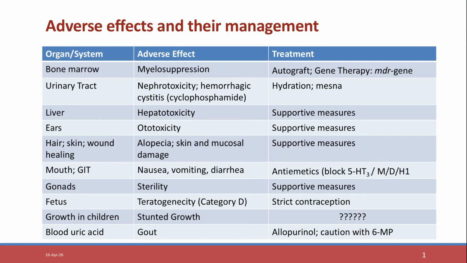Finally, let's summarize major side effects and their typical treatment approach. Many adverse effects are managed with supportive measures only. Cyclophosphamide is an example where hemorrhagic cystitis can occur due to a toxic metabolite acrolein and can be prevented by using mesna, especially when high-dose chemotherapy is used in hematological malignancies. In breast cancer, where only medium doses are used, hydration alone can prevent hemorrhagic cystitis.